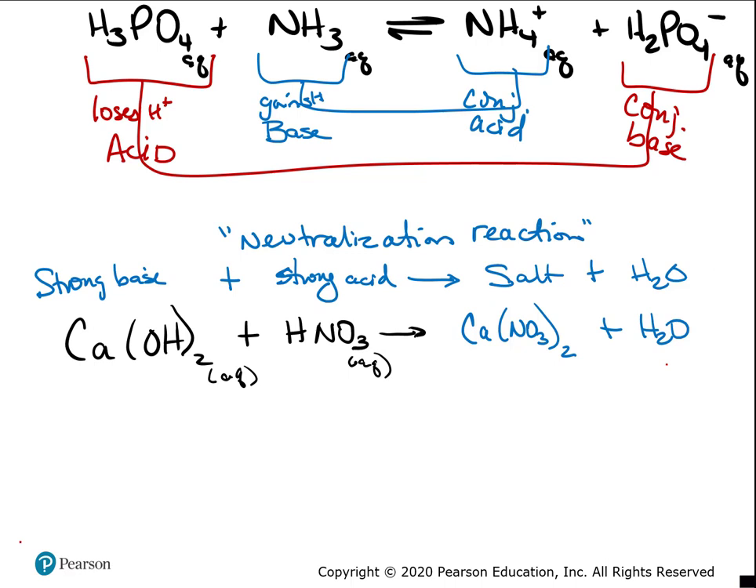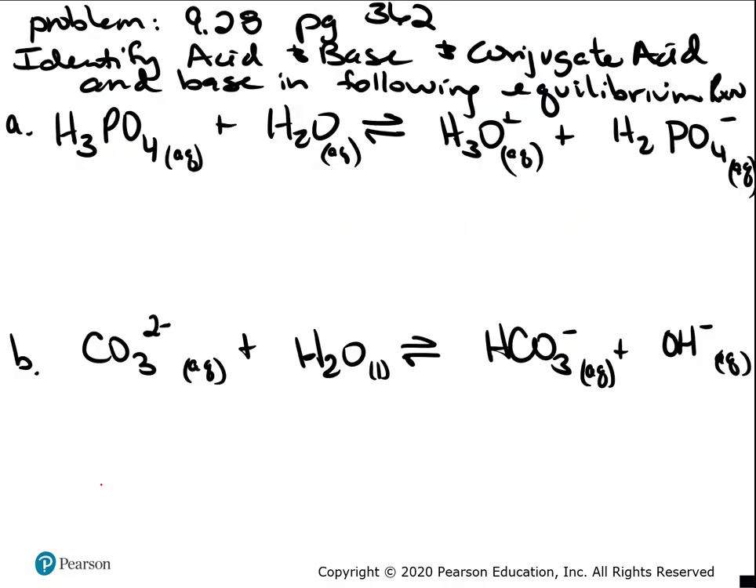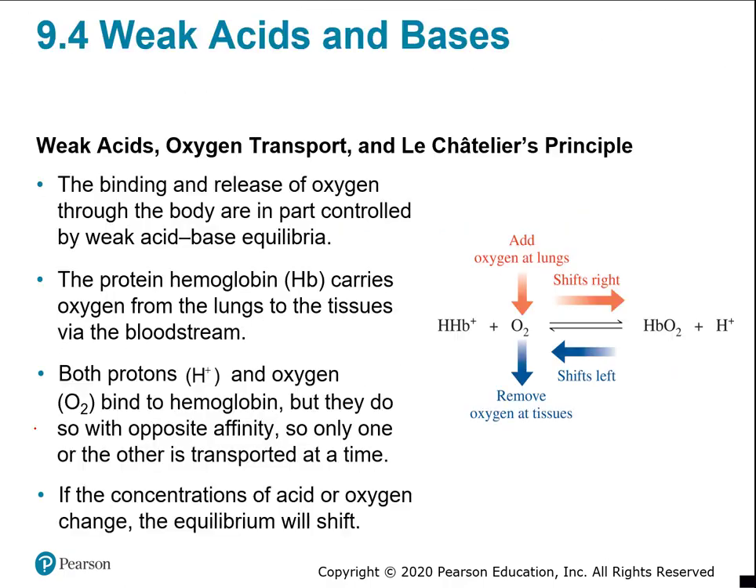Strong acids and strong bases are very reactive. They don't exist stably. If you put them next to something, they want to react with it. So neutralizing acids and bases require that you mix strong acids and strong bases together in order to form a neutral salt and water. All right, so we'll come back and we'll do some of those ones.